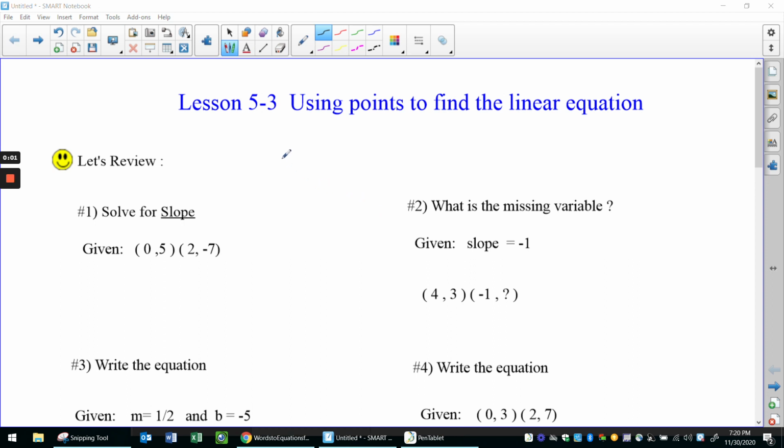Everyone, we're looking at lesson 5-3 today, using points to find a linear equation. Let's do some review problems before we begin the lesson. We want to solve for the slope given 2 points here.